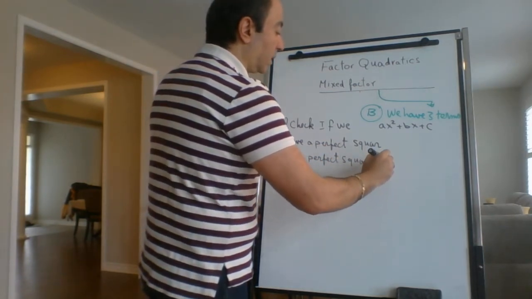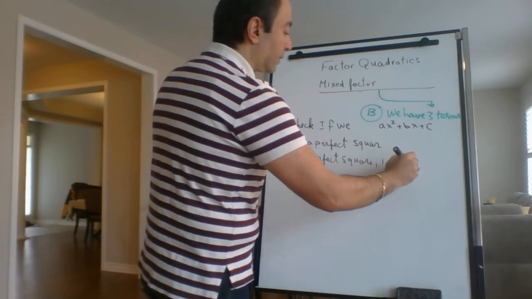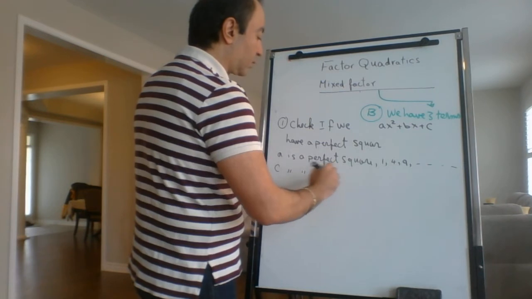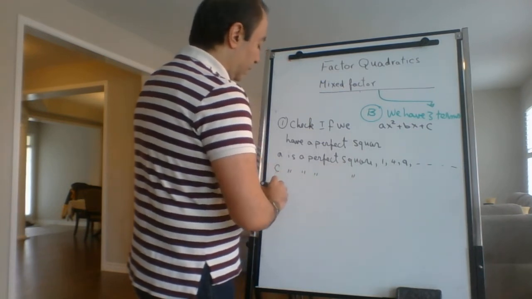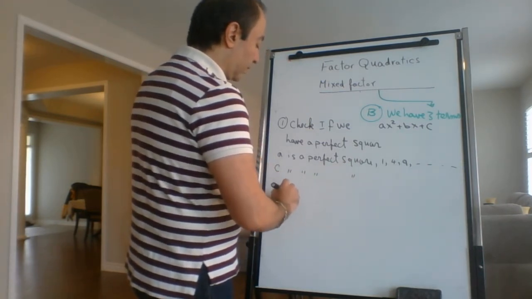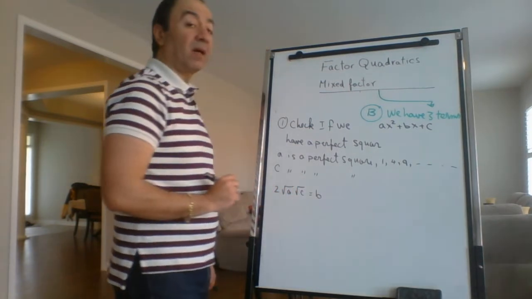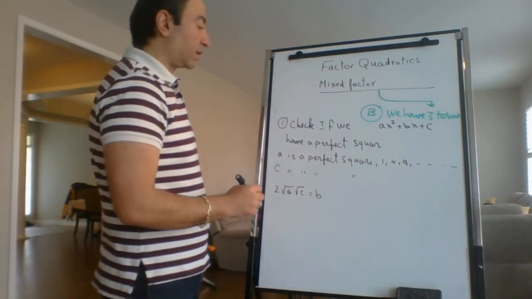Like 1, 4, 9, etc. C is also a perfect square. 2 times square root of A times square root of C equals B. If we have this, we have a perfect square.